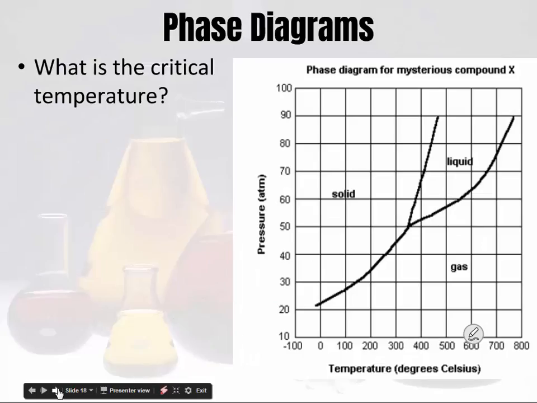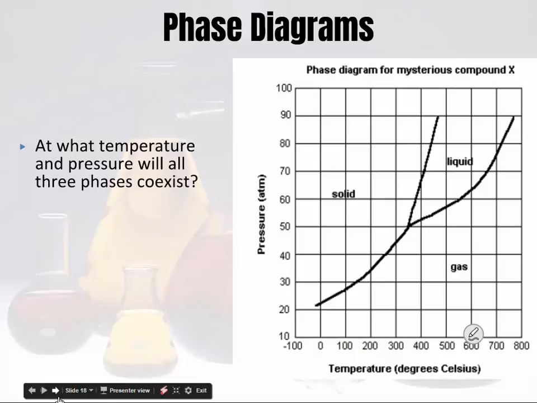Okay, so let's practice reading this one. So what is the temperature? What is the critical temperature? So that's going to be our critical point. Remember, that's the point between liquid and gas at the very end. So our critical temperature would be somewhere between 700 and 800. So I would say 750 degrees Celsius.